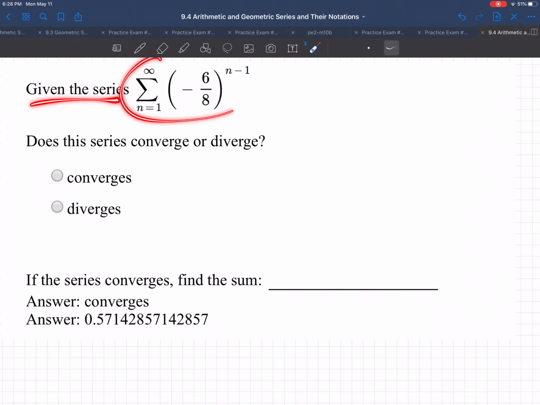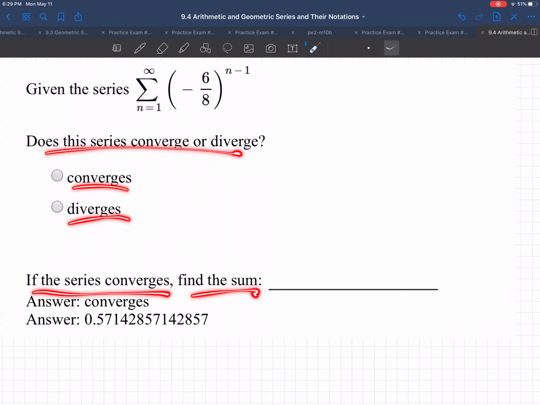Given the series, here we have it. Does this series converge or diverge? And if it converges, find the sum. You can see the answers down here. How'd they come up with those?